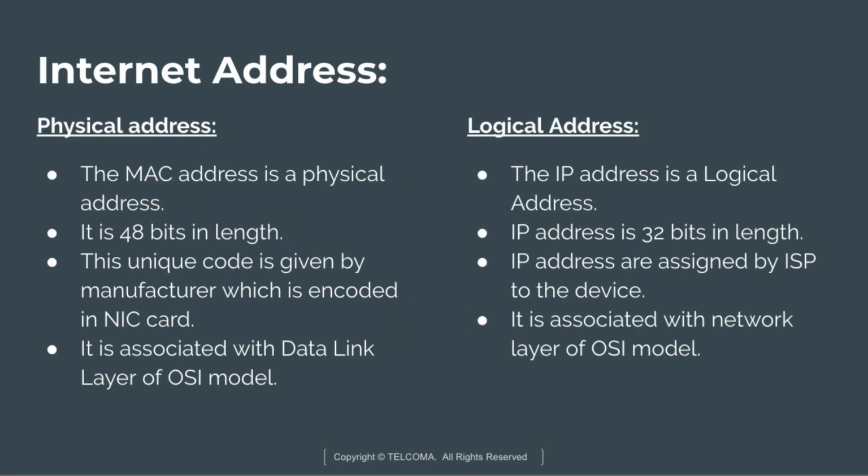The next is the difference between physical address and logical address. Further, network addresses are of two types, physical address and logical address. Here the physical addresses are the MAC addresses and logical addresses are the IP addresses, that is Internet Protocol addresses. MAC stands for Media Access Control, and the physical address is 48 bits in length, whereas the logical addresses are 32 bits in length.